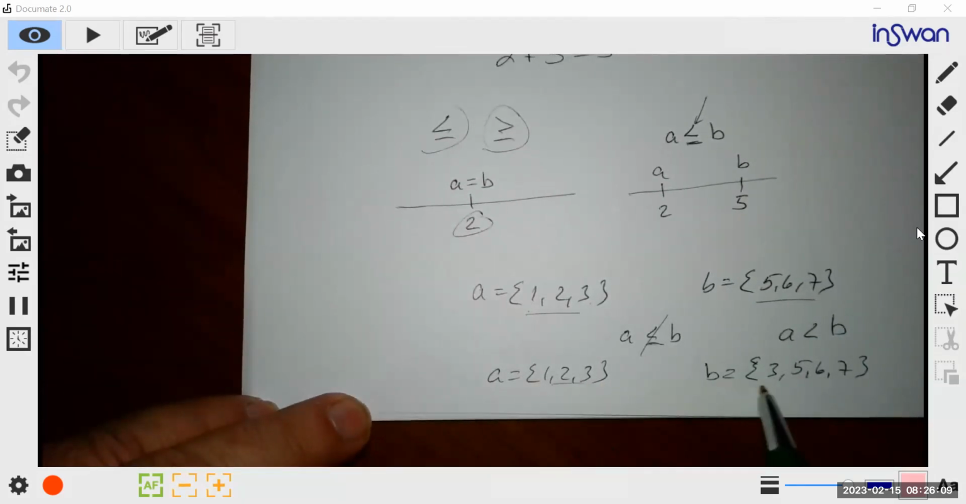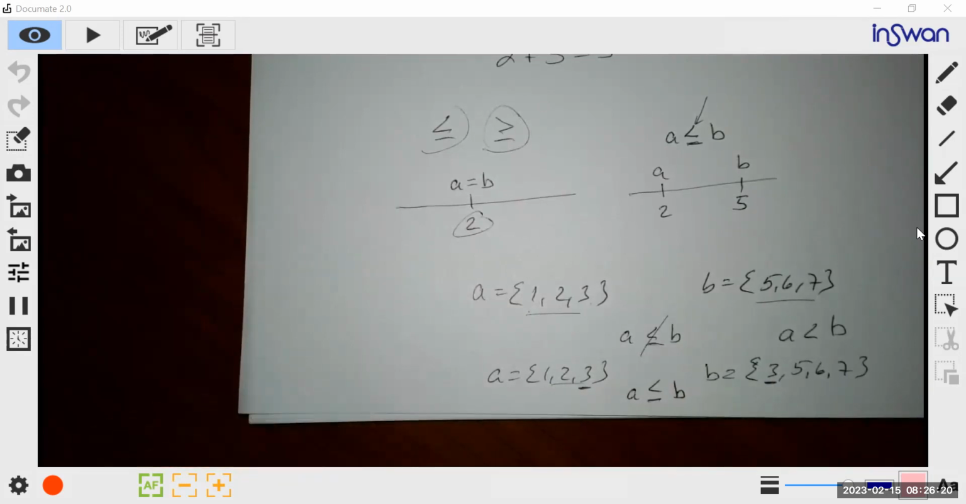So these numbers are less than those. But they have one, or at least one overlapping, so they can be equal. So any number I choose from here is less than or equal to any number from here.